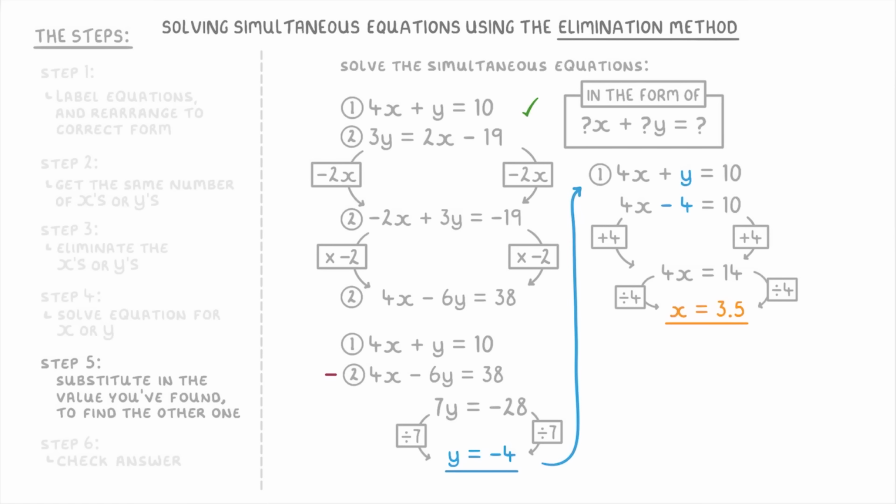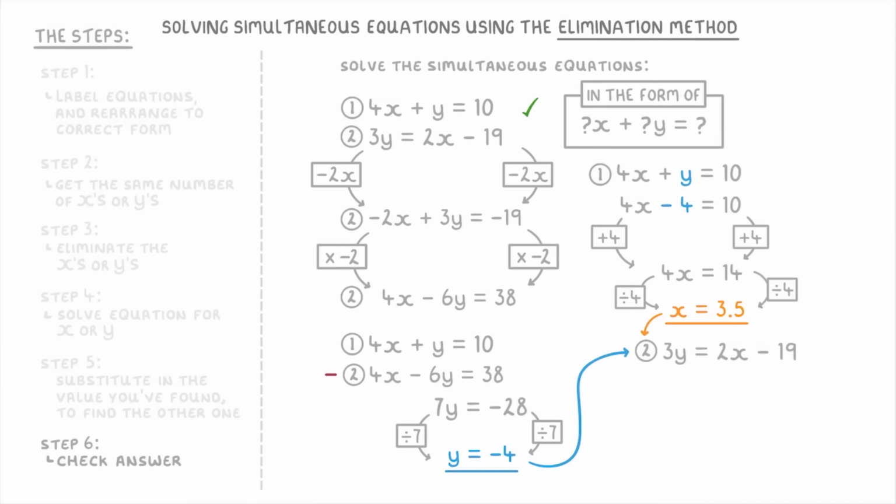So we now have our answer, but it's probably best to double check. To do this, we can substitute the x and y values back into the other equation, so into equation 2, just to double check it works. So that would be 3 times -4 should equal 2 times 3.5 minus 19. So minus 12 equals 7 minus 19, which is correct, because 7 minus 19 is -12. So we know that our x and y values were good.